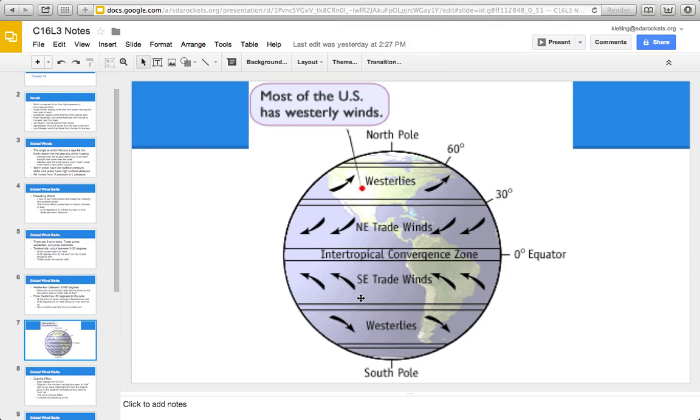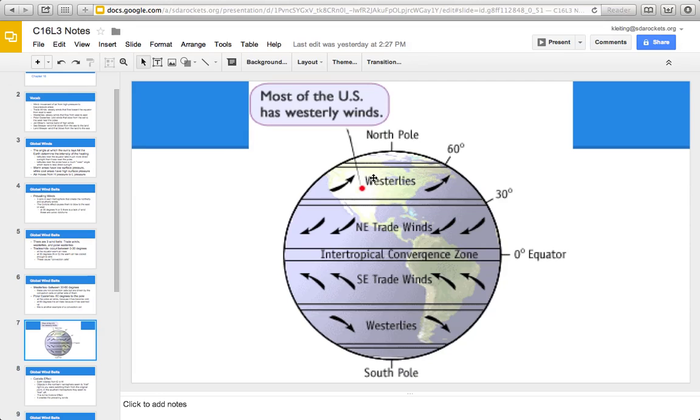The warm air is going to come from right here, and it's going to go up in the atmosphere to this point. When it gets to 30 degrees, it's going to start to sink, and when it sinks, it's going to start moving back towards the equator. This is just accounting for north-south. We'll talk about why it goes east and west later on.